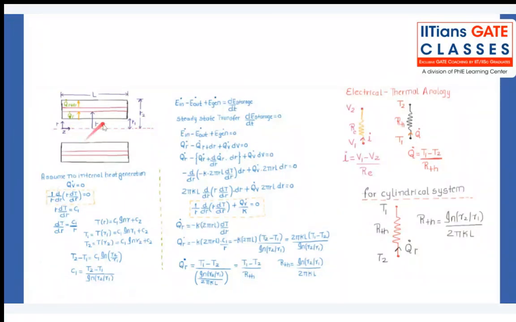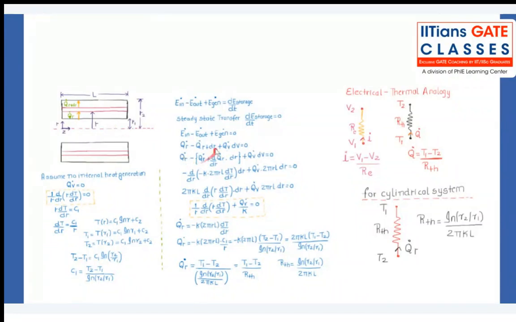Let us say you have hot fluid and you have cold fluid. So what will happen? Hot fluid will transfer heat via convection to the inner surface of the pipe. Then through the pipe, this will be conduction. And finally, from the outer surface of the pipe, heat is going to get outside by convection if there is cold fluid. Our objective now is to write the conduction equation through the pipe in the radial direction.